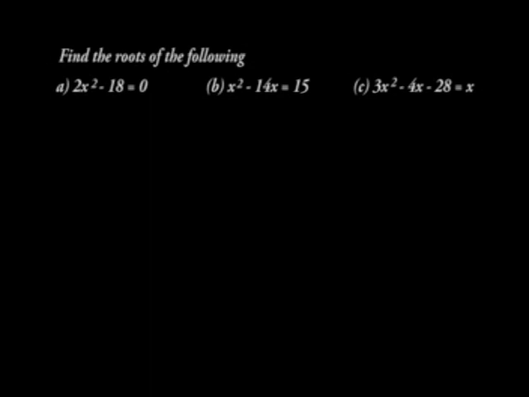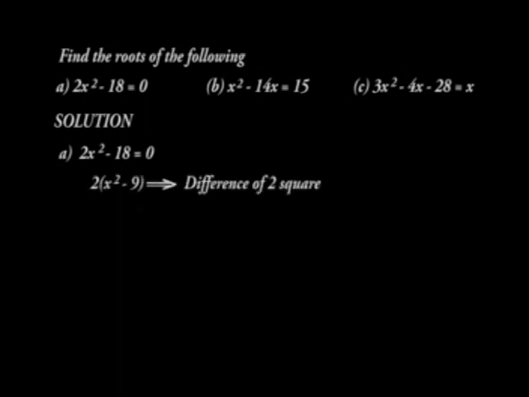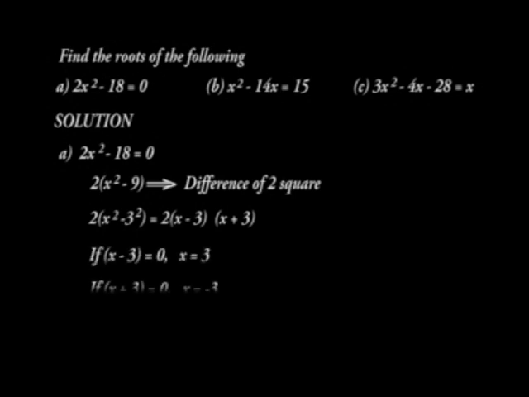In our solution, A. 2x squared minus 18 is equal to 0. We factorize and have 2 into (x squared minus 9), and this is a difference of two squares, so we shall have 2 into (x squared minus 3 squared), giving us 2 into (x minus 3)(x plus 3). If x minus 3 is 0, x is 3. If x plus 3 is 0, x is minus 3. The roots are therefore minus 3 and 3.